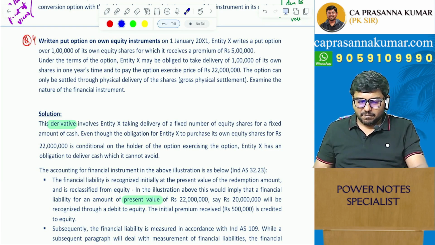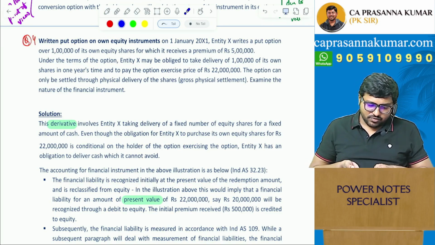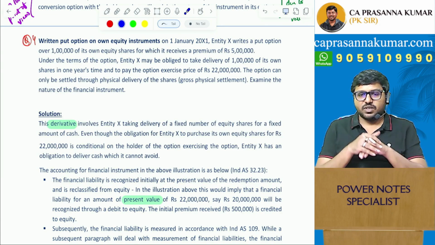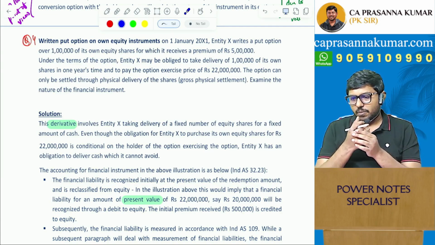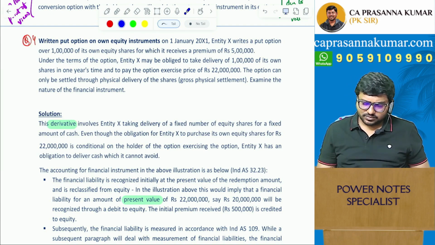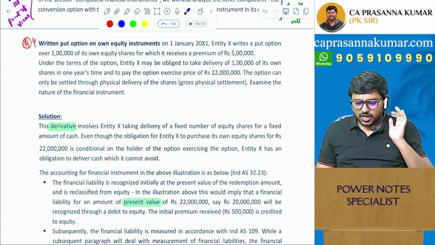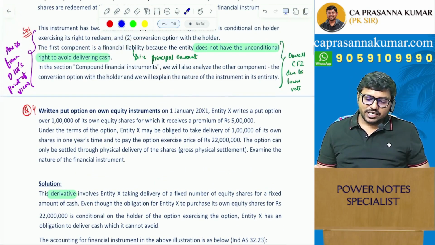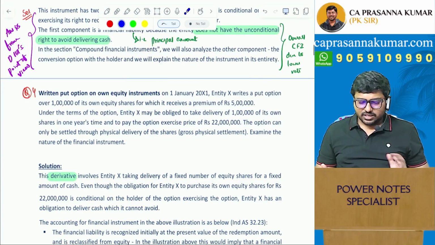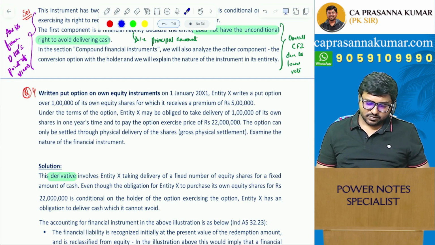Got it? Fantastic. Come to question number 4. Question number 4. All right. Now, yes, still we did not cover compound financial instrument. That's why. Okay. We'll see that once we cover it. Already you do have an idea because illustration 3 we have solved. Okay. Right. Clear? Okay. Let's move on to the next one.